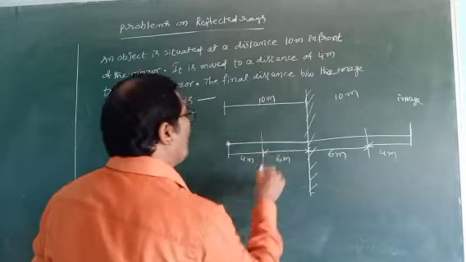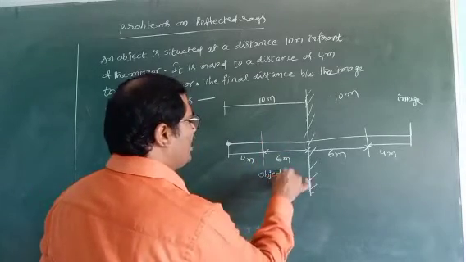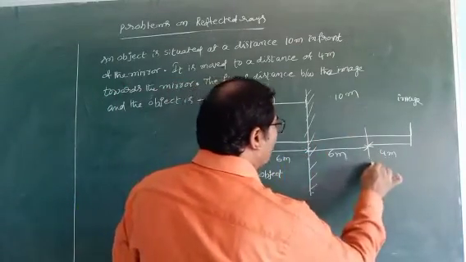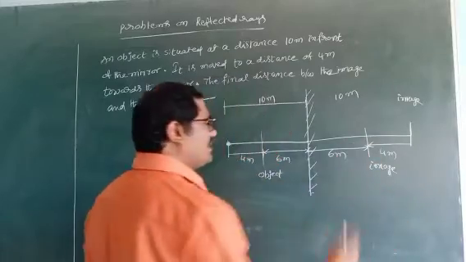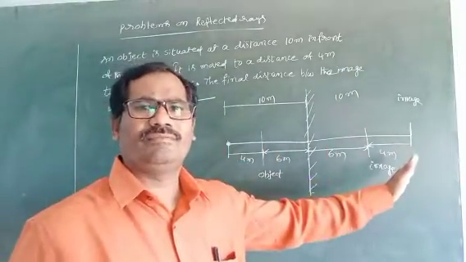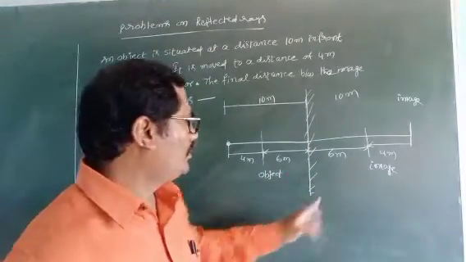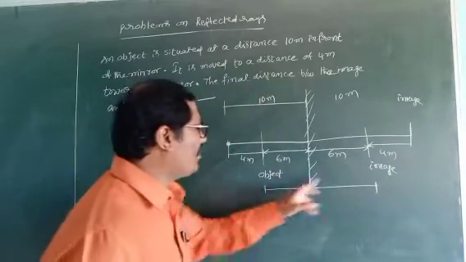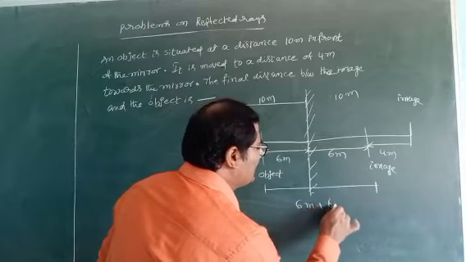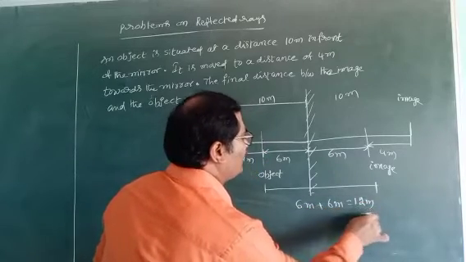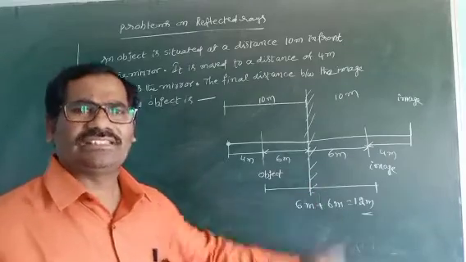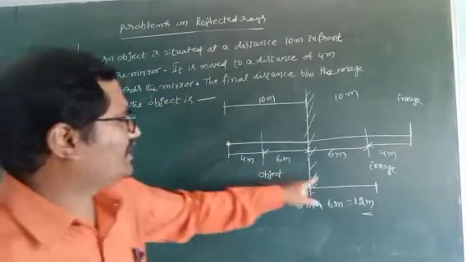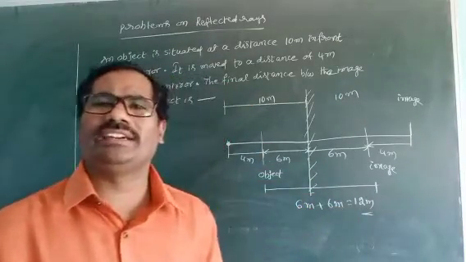Here the final position of the object is 6 meters from the mirror. That means the image is formed also 6 meters behind the mirror. The distance between the image and the object is 6 meters plus 6 meters, equal to 12 meters. Okay. So the distance between the image and the object is 12 meters.